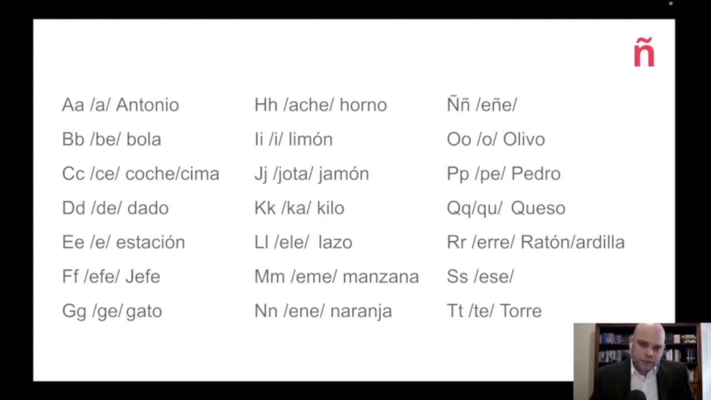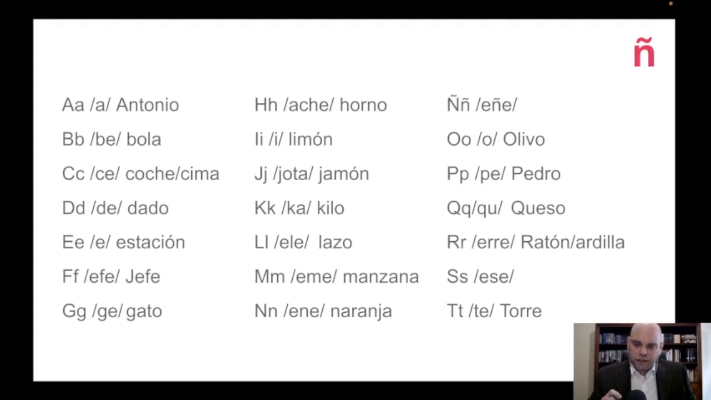Next one is letter Q, la letra Q, and we can find this consonant in words like queso. It normally goes with a U afterwards. For example, also in the word que. But in this case, queso meaning cheese in English. And then the next consonant is R.